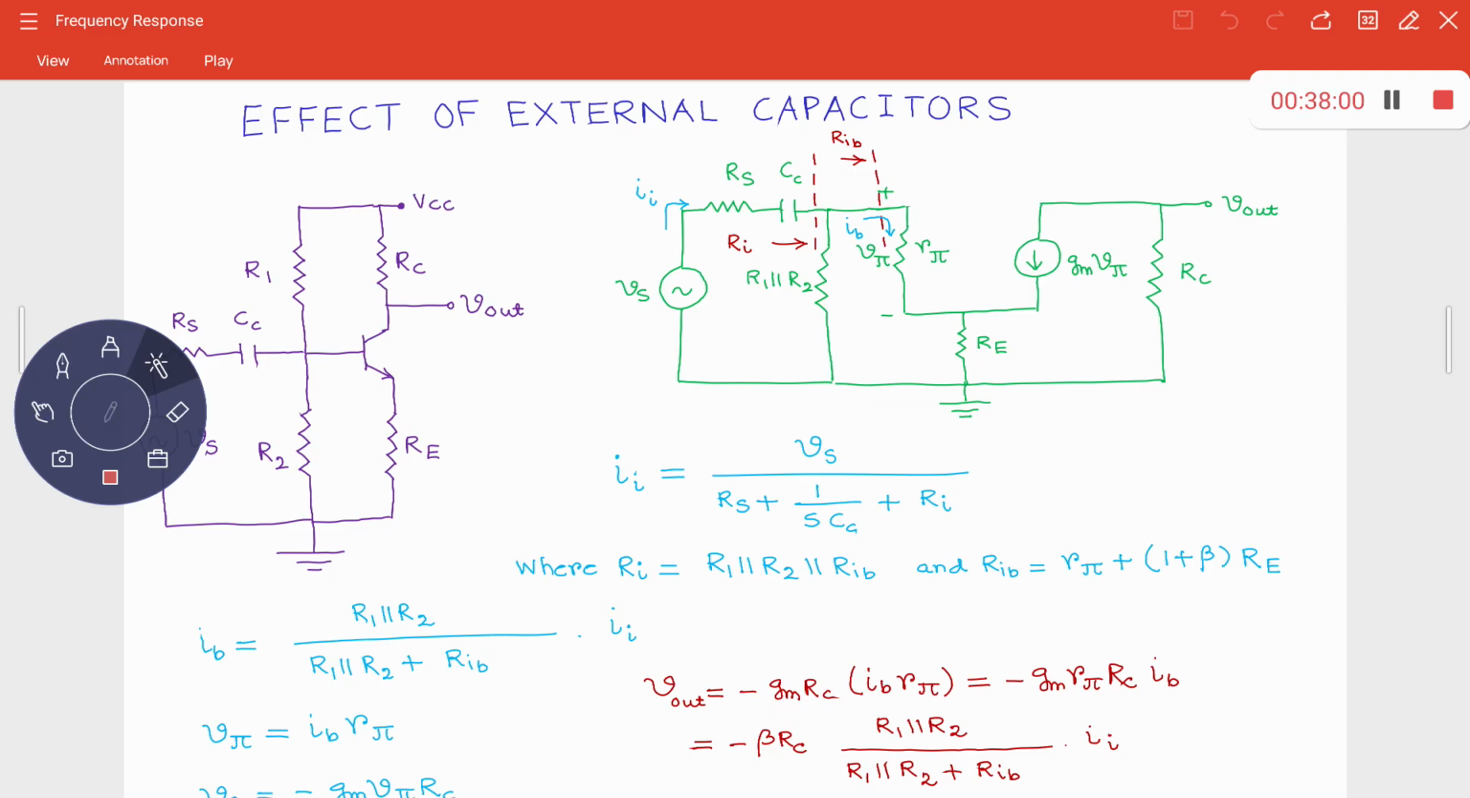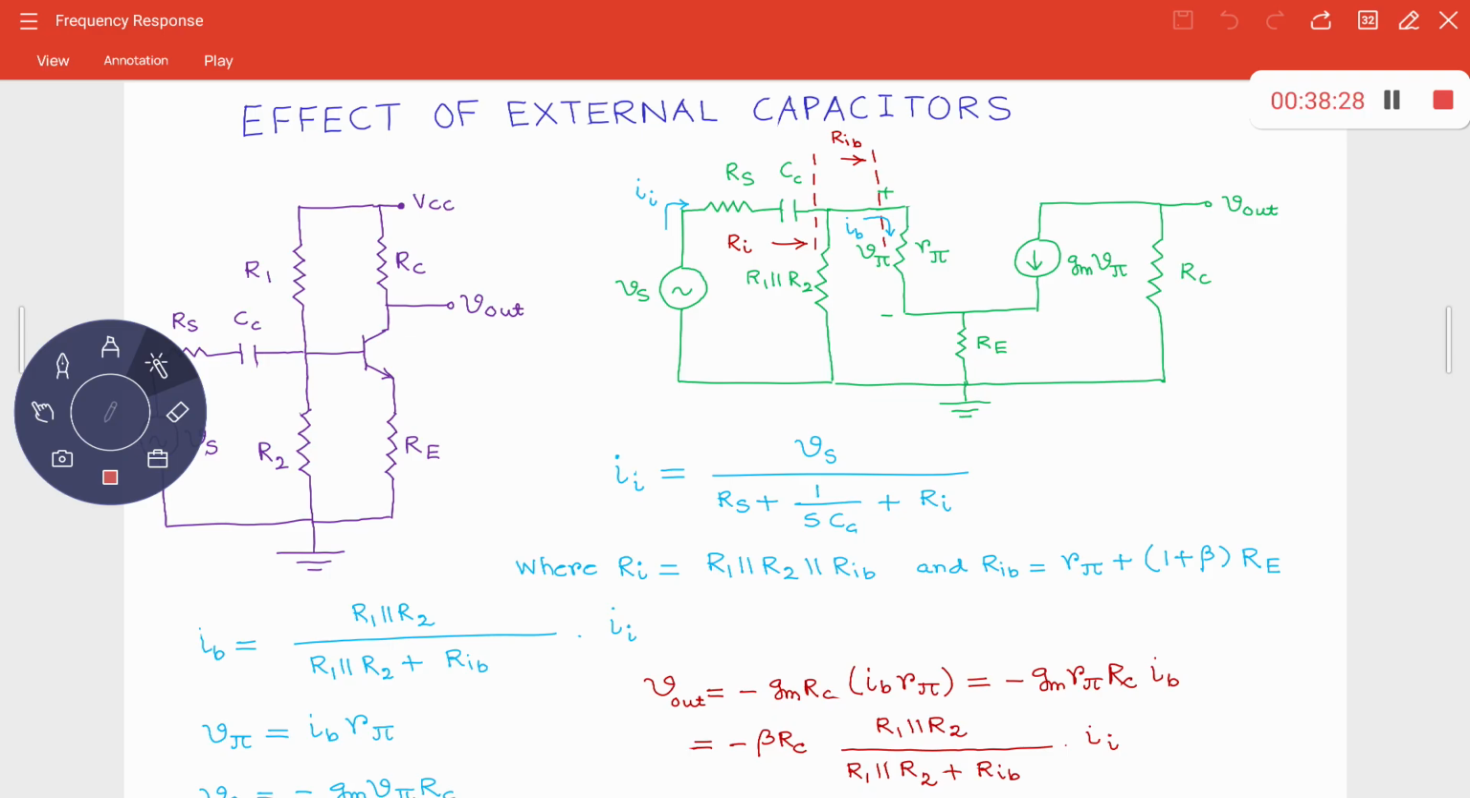And suppose looking at this point, this resistance is Rib. And what is Rib? You have already calculated this Rib. This Rib is nothing but R pi plus 1 plus beta times RE. Just refer back to our discussion from last time. Looking at this point, this resistance is given by R pi plus 1 plus beta times RE. Right? And then this Ri is nothing but R1 parallel R2 parallel Rib. Okay?